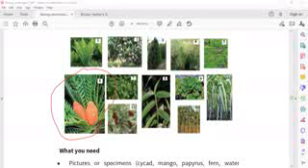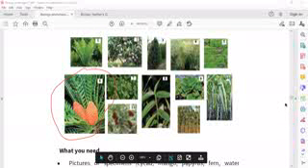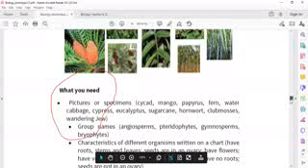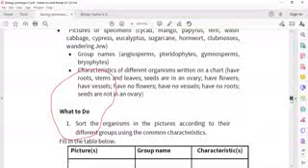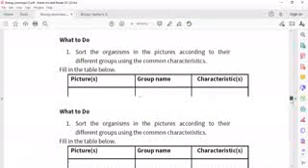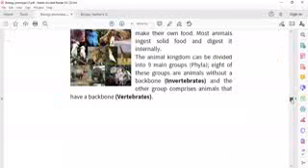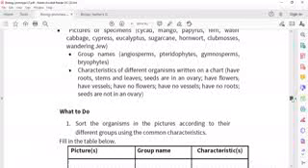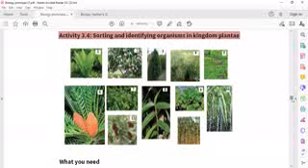Still, to the effect of our activity. Remember, the activity we are trying to say, we are sorting the organisms in the pictures according to their different groups using the common characteristics. Already we have done this group we called the angiosperms. That was our first group, and we sorted out specimen 2, 4, 8, 9, 10, and 12 as angiosperms.